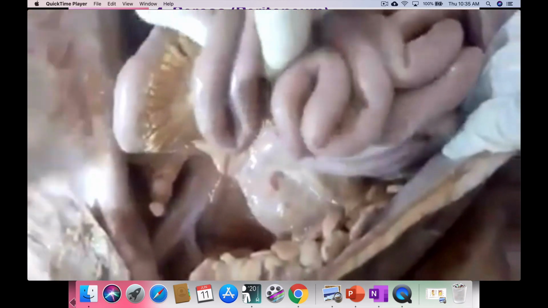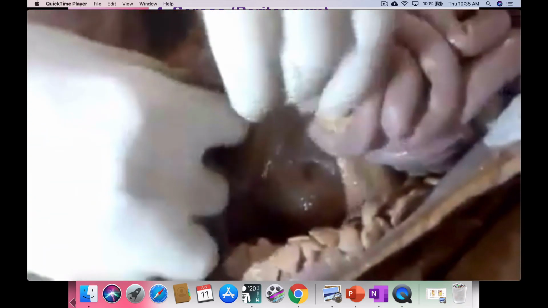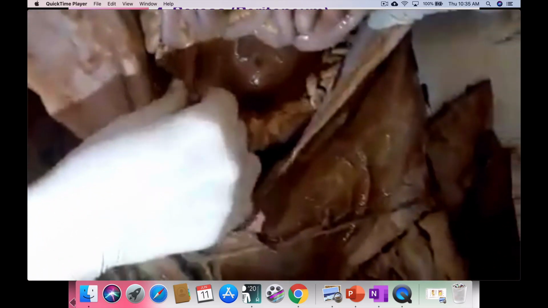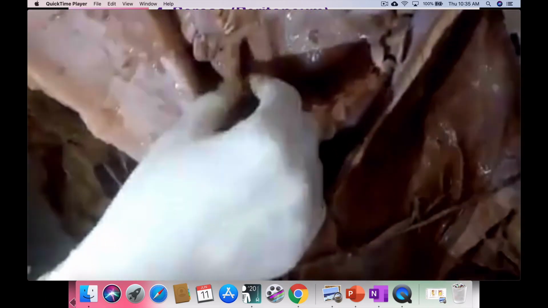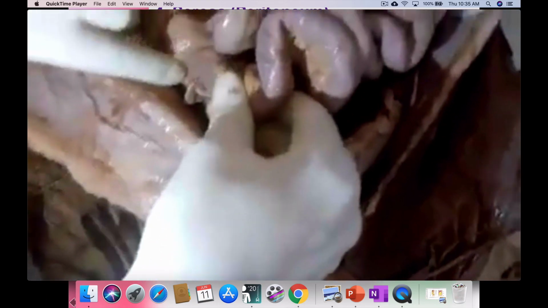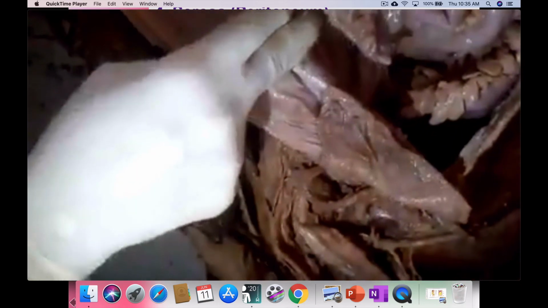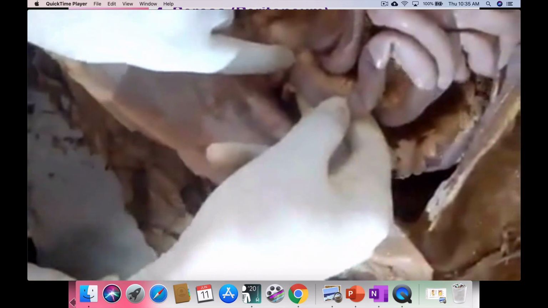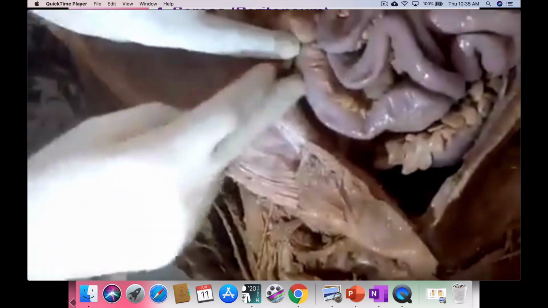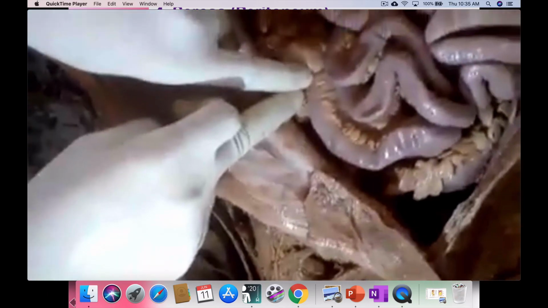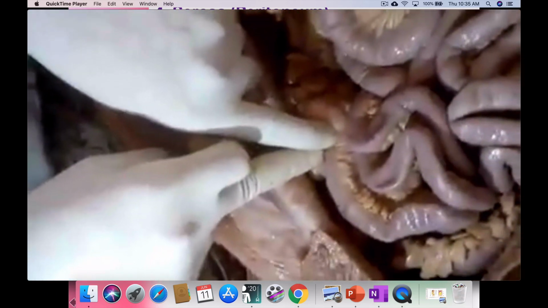And this ileum joins to the, so this is the appendix. You can see this is the appendix. And this is the ileocecal valve. This is the cecum, and this is the ileocecal valve. This is the narrowest junction in the GI tract.